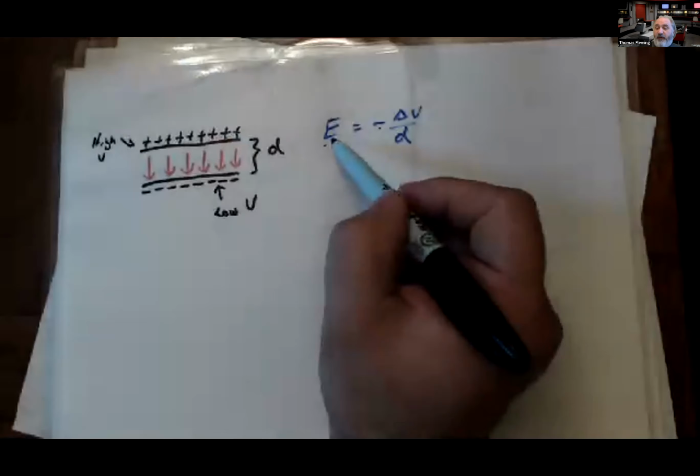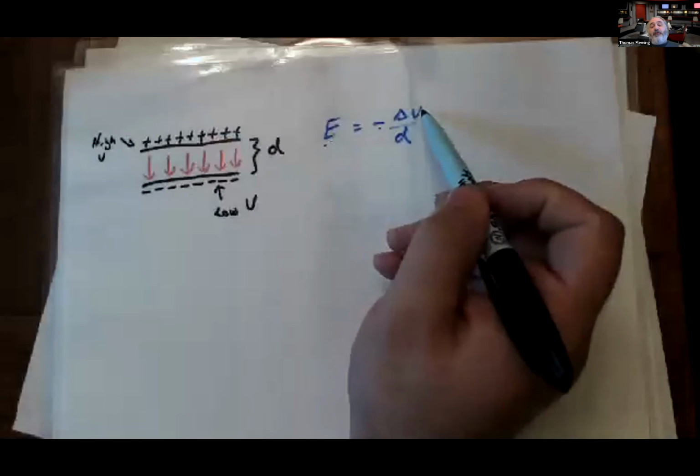Now, what's going to happen is the more charge we put on these plates, the bigger the electric field would be, right? If there's more charge, there's going to be a bigger electric field. But if there's a bigger electric field, there'd be a bigger potential difference. So there's going to be a relationship between the size of the potential difference that we put on it and the amount of charge we have to put on those plates. And that is where this concept of capacitance is going to come in.